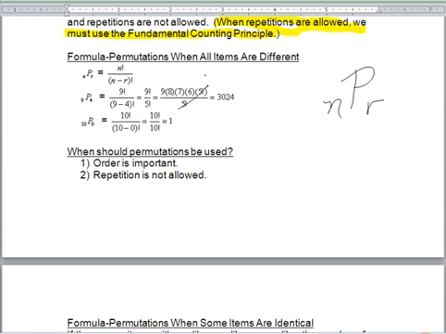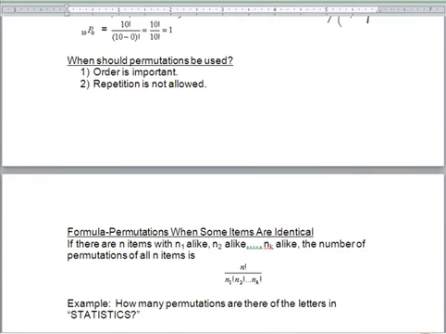Okay, permutations of 10 objects taken 0 at a time, it's 10 factorial over 10 minus 0 factorial, and simplifying 10 minus 0, I get another 10. So 10 factorial over 10 factorial is simply a 1. So the question, when should permutations be used? Order is important. We want to make sure that order is important if we're going to do a permutation. Repetitions are not allowed. So those are the two qualifications for using the permutation formula.